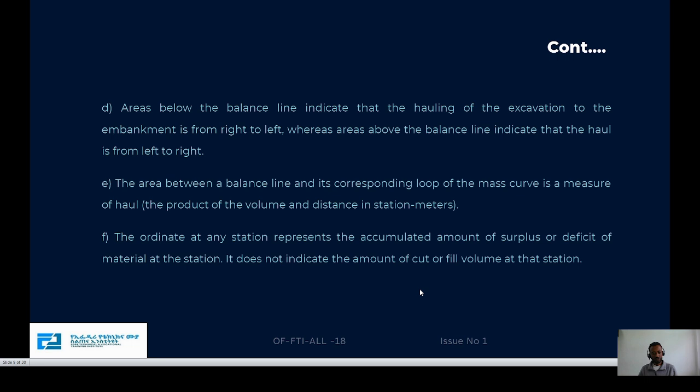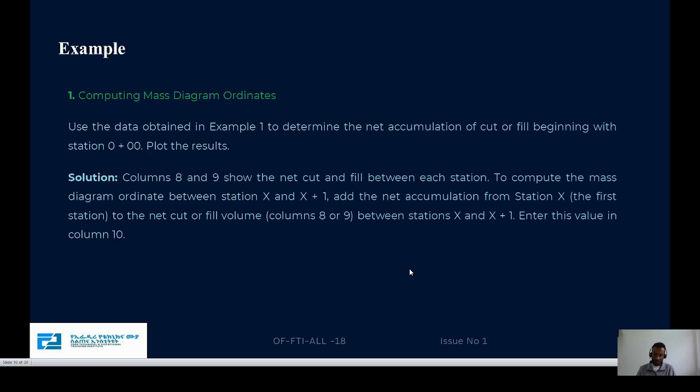The fourth property: the area below the balance line indicates the haul of excavation to the embankment from right to left, and the area above the balance line indicates the haul from left to right. Also, the ordinate at any station represents the accumulated amount of surplus. So this material is waste material. This waste material does not indicate the amount of cut or fill at any section.